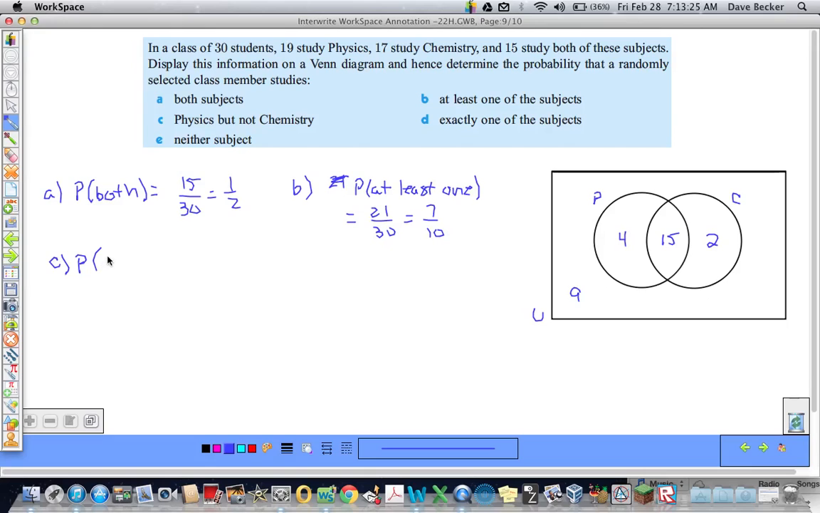So probability of P and not C, not chemistry. You got to be careful here. That is going to be 4 out of, it's not just out of these guys, it's out of everybody. It's out of all 30 students, so it's 4 out of 30, which is 2 out of 15.